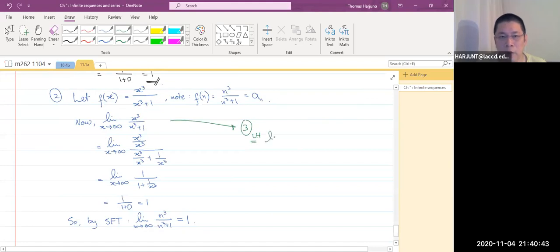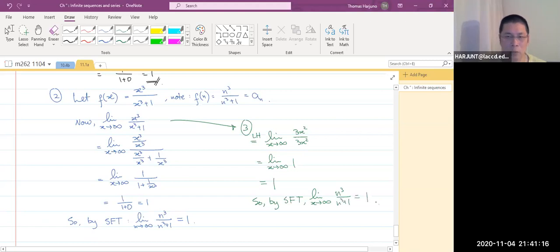So if I apply L'Hopital's rule, I get, and you may want to apply it 3 times, I don't think I need to apply it 3 times. The limit as x goes to infinity of 1, therefore that equals 1. So by the superposition function theorem, the limit as n goes to infinity of n cubed over n cubed plus 1 is 1.